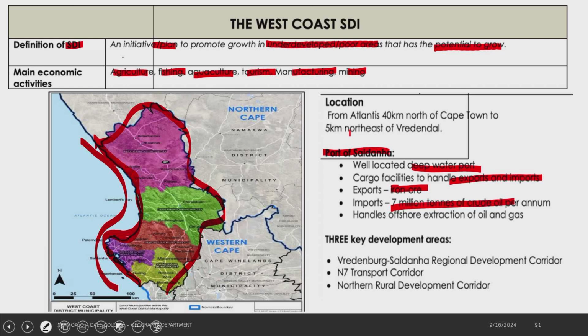There are key development areas. We have the Vredenburg-Saldanha Regional Development Corridor, N7 Transport Corridor, and the North Rural Development Corridor. So these corridors are those main transport links that allow the movement of your trade commodities, your imports and exports. So that's what we call a corridor. Just like a corridor in your school or in your hall is the passage which you use to move from one class to another. Similar concept.